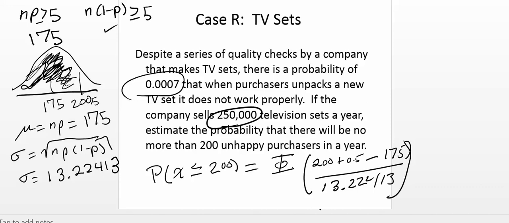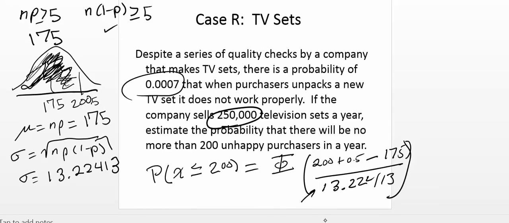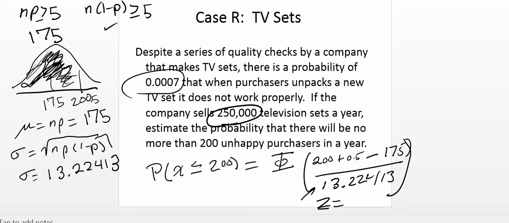13.22413. So I did this and I got a z, everything inside the parentheses, of about 1.93. And I say about 1.93 because I wasn't including very many digits, since this is just a normal approximating a binomial distribution. We don't want to get crazy with the digits.